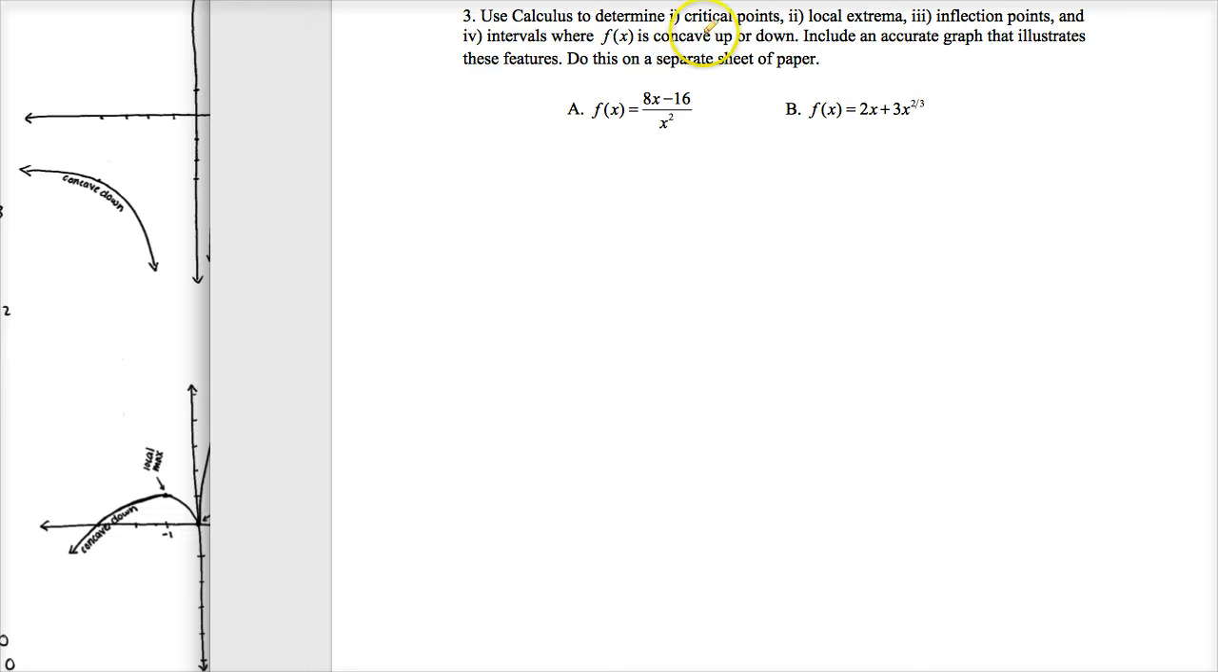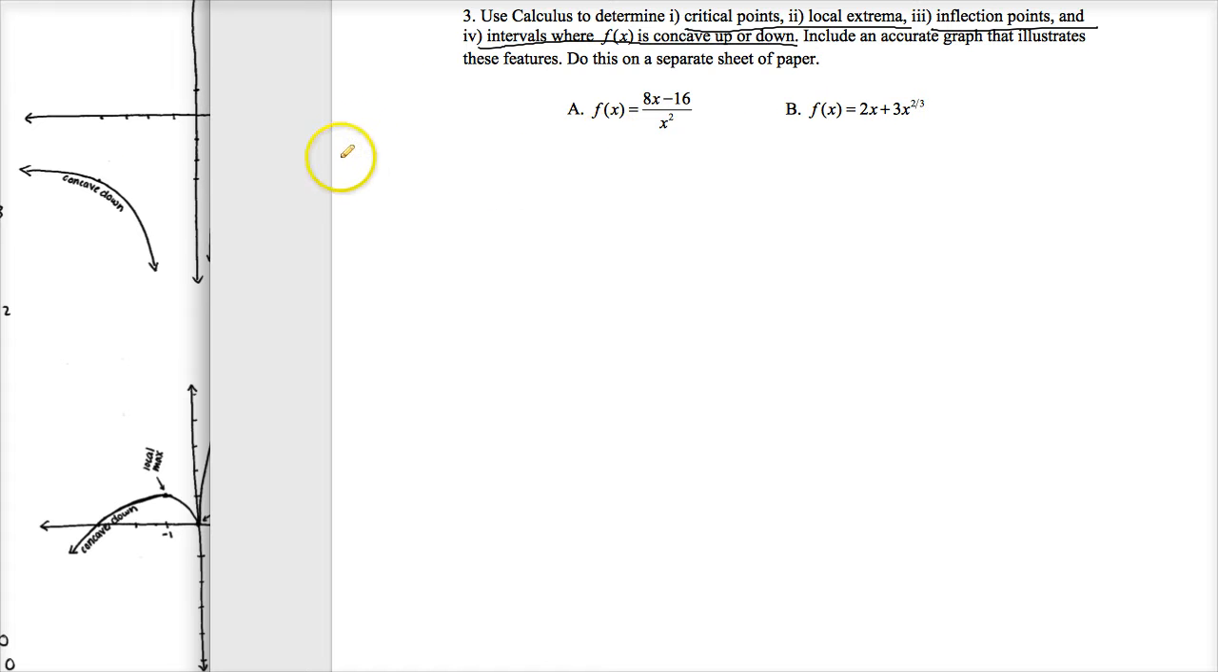So all these questions ask for critical points, local extrema, inflection points, and concave up and down. When I want critical points and local extrema, that means I need to take the first derivative and set it equal to 0. For inflection points and concave up and concave down, I need to take the second derivative and set it equal to 0 to find out everything. Then I'll show you how to sketch the graph also.